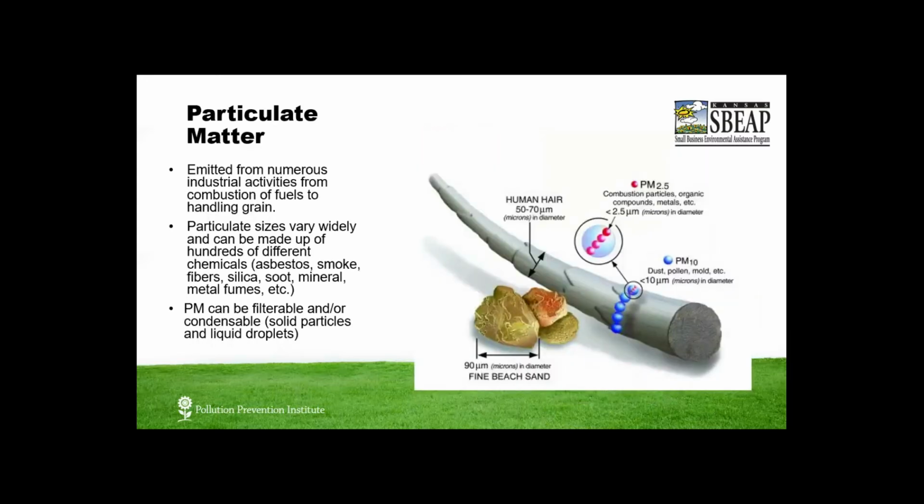Particulate matter is regulated in 3 forms. There is particulate matter that is greater than 10 microns. There is particulate matter less than or equal to 10 microns, or PM10. And there is particulate matter less than or equal to 2.5 microns, or PM2.5. Depending on your operations, the particulate matter emitted from your process could be one or all 3 of these pollutants.